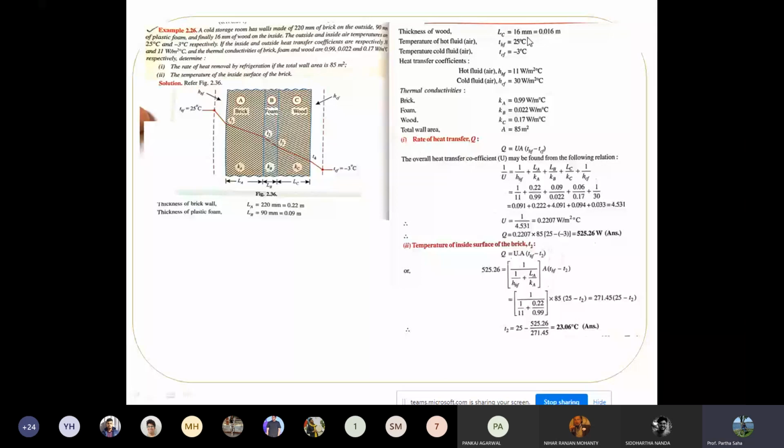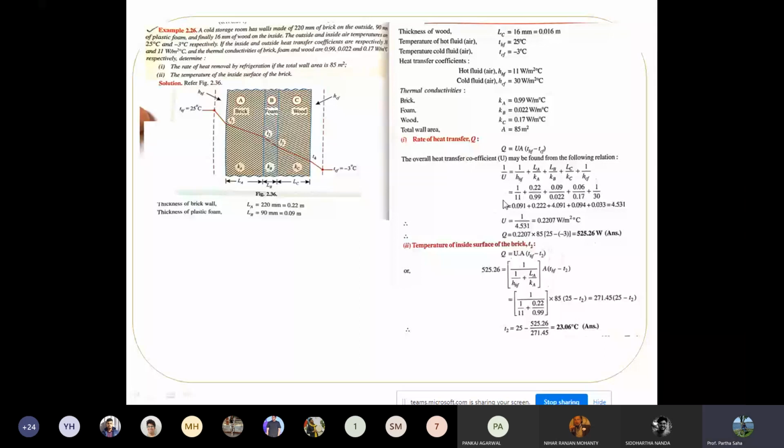Hot fluid is given 25. Cold fluid -3. Hot fluid convective heat transfer coefficient given. Cold fluid convective heat transfer coefficient given. Thermal conductivity of brick, foam, wood, all are given. Area is given. So again, rate of heat transfer Q equals the simple formula U A delta T. Now 1 by U equals 1 by HF, plus LA by KA, LB by KB, LC by KC, plus 1 by HC.